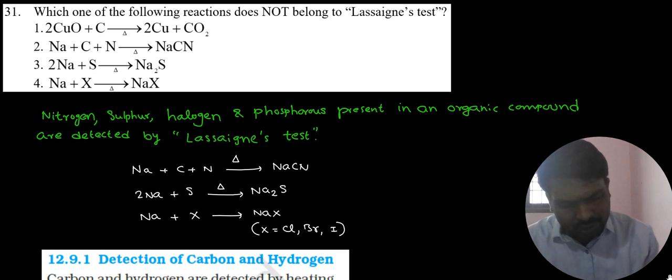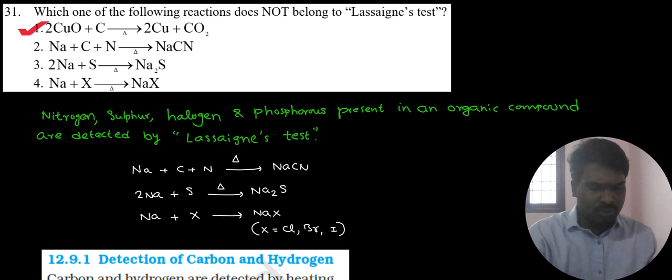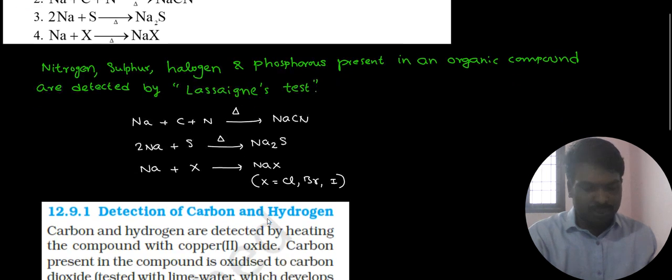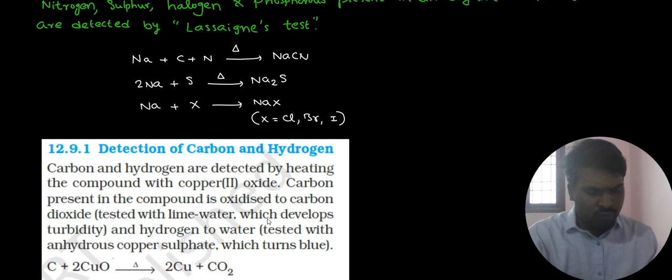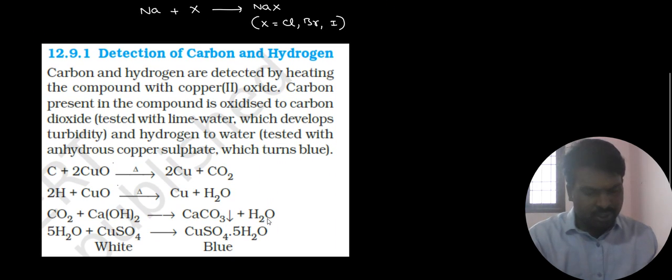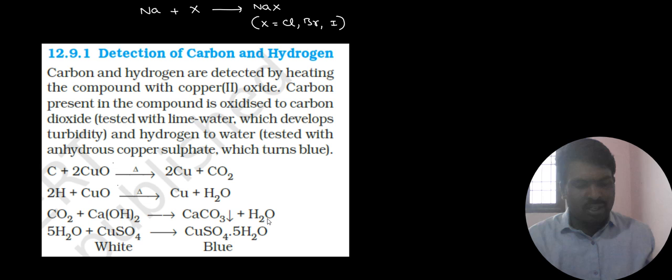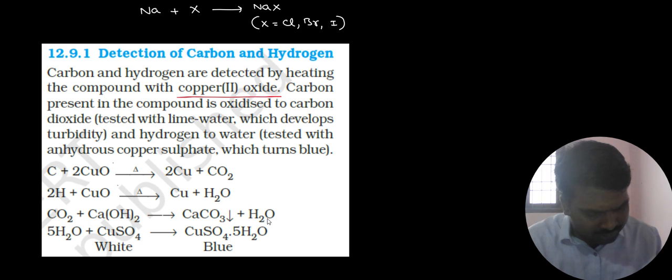So which option is the right answer? Option 1 is the right answer. So you can observe here detection of carbon and hydrogen. Hydrogen and carbon can be detected by using the copper oxide test. What is the test? Copper oxide test.